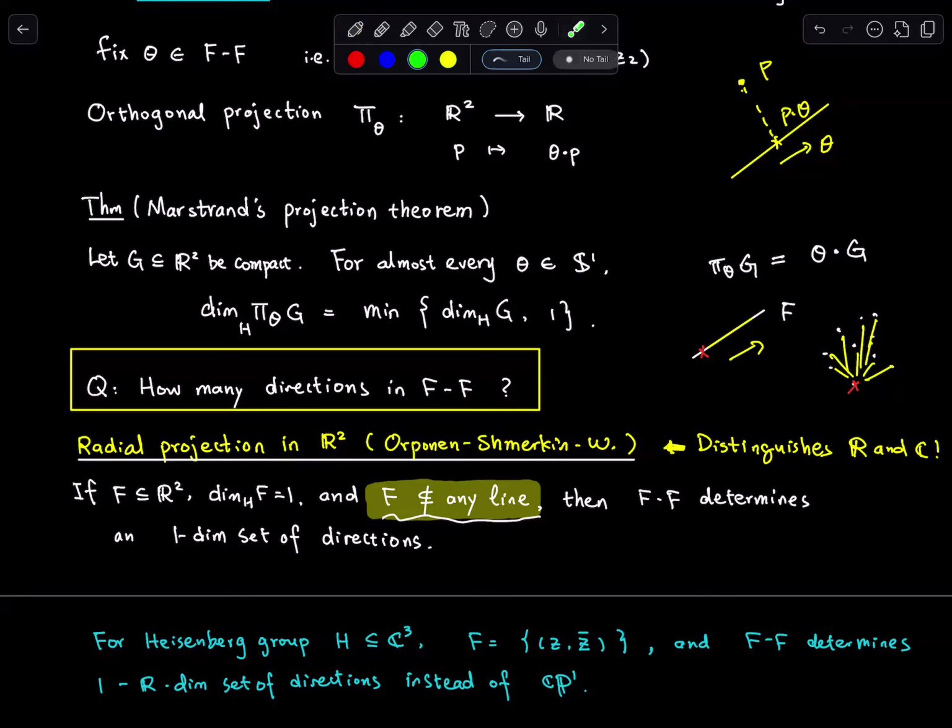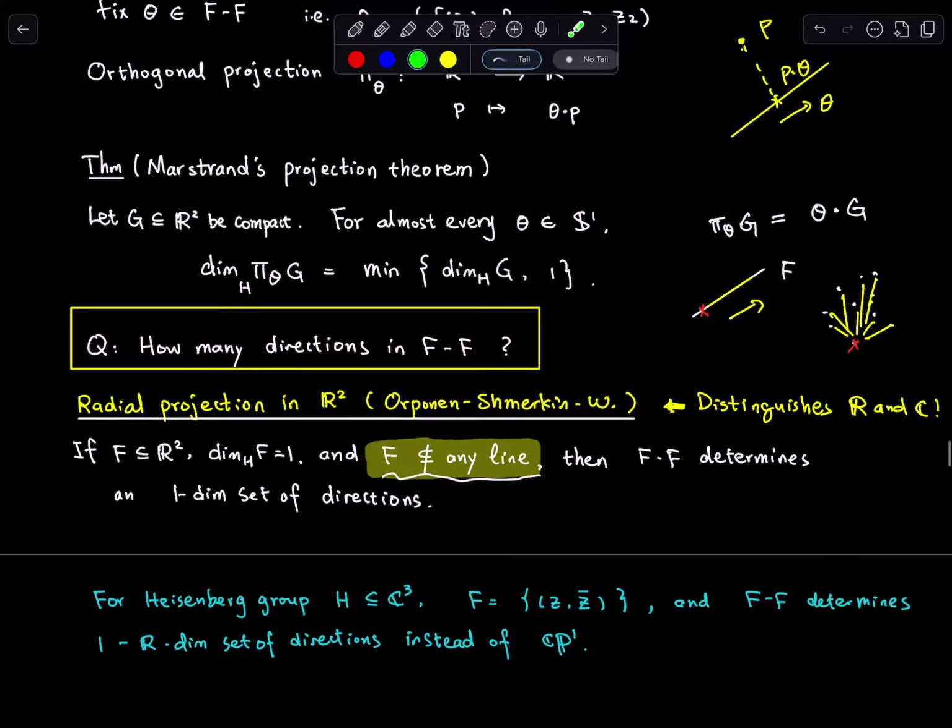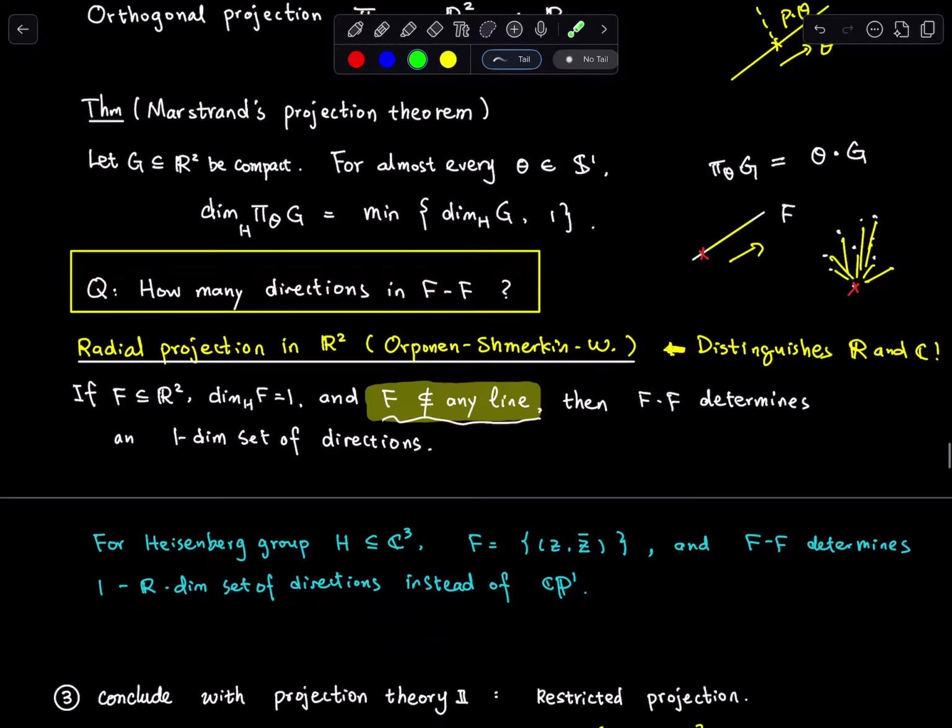So this is the radial projection theorem we proved jointly with Tuomas Orponen and Pablo Shmerkin. It says that if F is a subset of R², and this R² is going to be important, and the dimension of F equals 1, and F is not containing any line. Here, if F is contained in a line, then it only determines one direction. Otherwise, F minus F determines a one-dimensional set of directions.